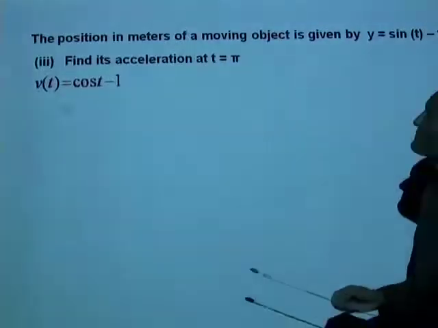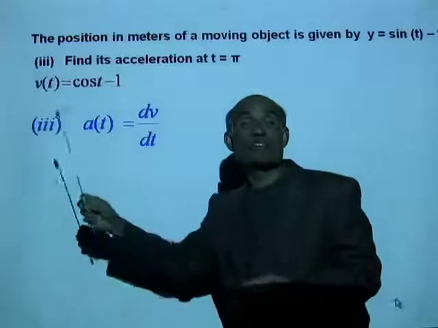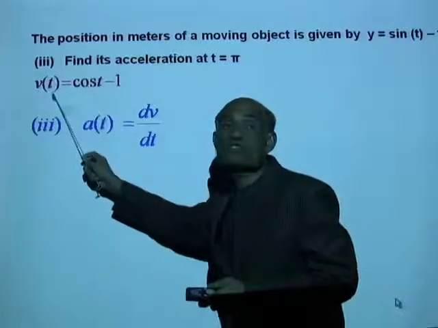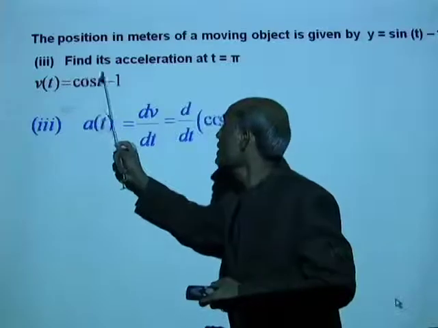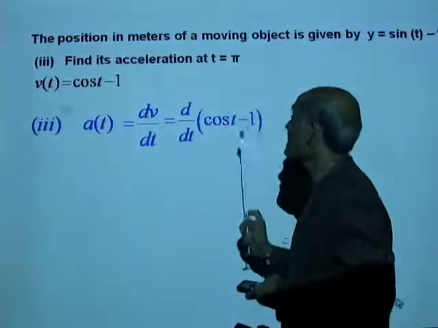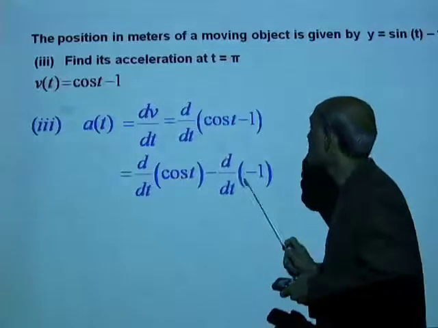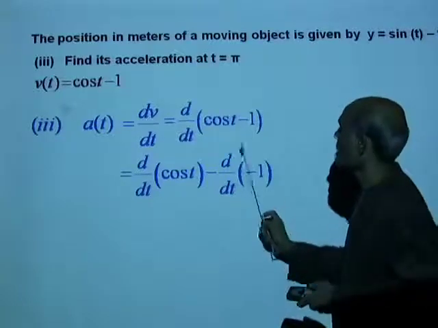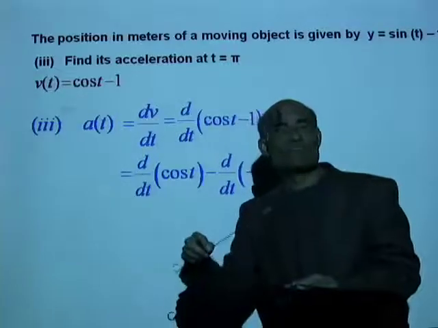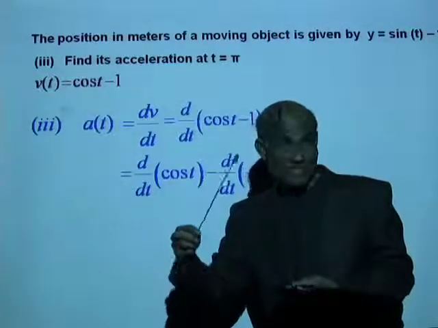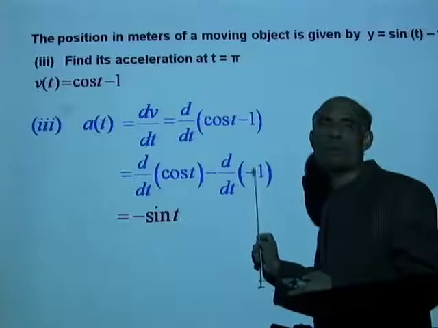All right. Now, we got the velocity function as cos t minus 1. What is the acceleration function? Acceleration is the derivative of the velocity. a of t is dv over dt. Now, what is the derivative of cos t minus 1? Which is derivative of cos t minus derivative of 1, actually, because we have used the negative sign already. What is the derivative of cosine of t? Derivative of cos t is negative sine t, and the derivative of 1.